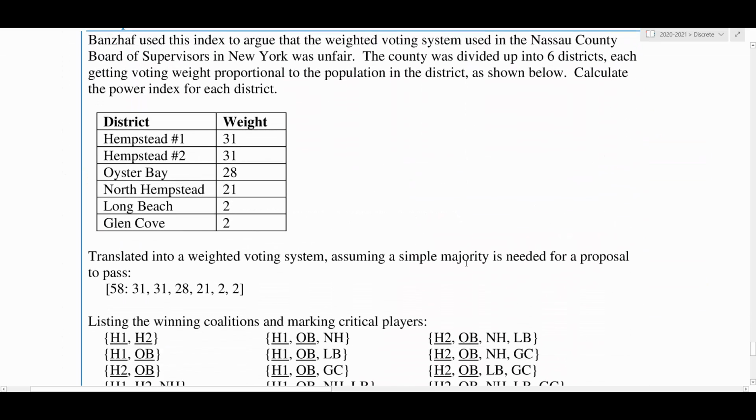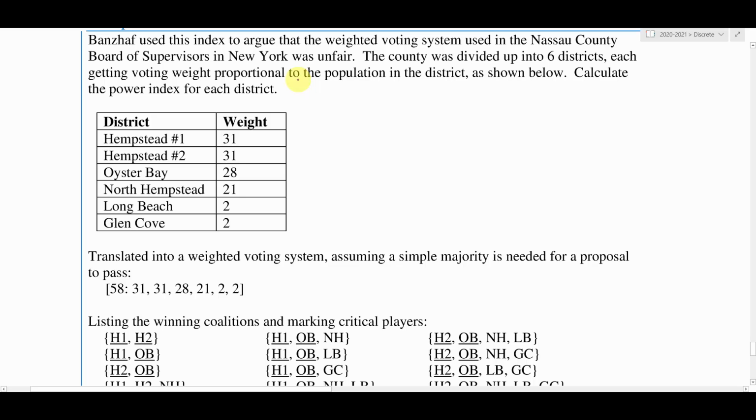And this is example 7 in our note packet, and this one is kind of a big one. So I did the vast majority of this problem already. So what we have here, just to set this up, is Nassau County in New York, and there were some people who felt that the weighted voting system that was set up was extremely unfair. Now the county is divided up into 6 districts, and they each get a voting weight that's proportional to the population in their respective district.